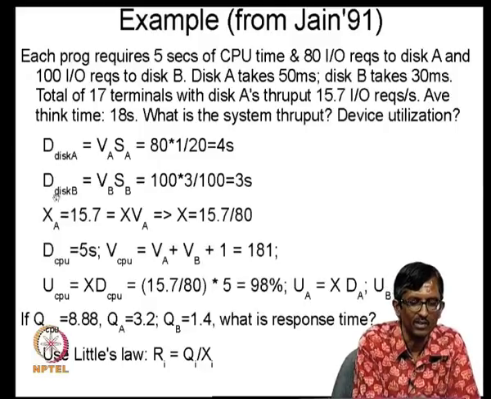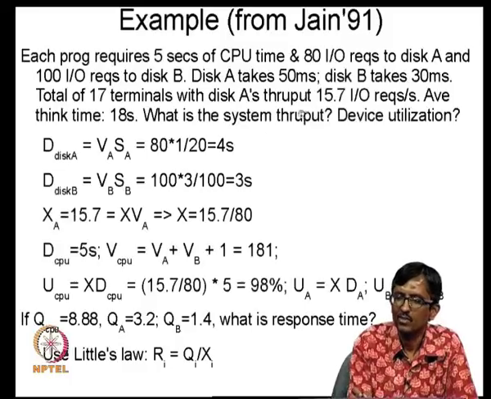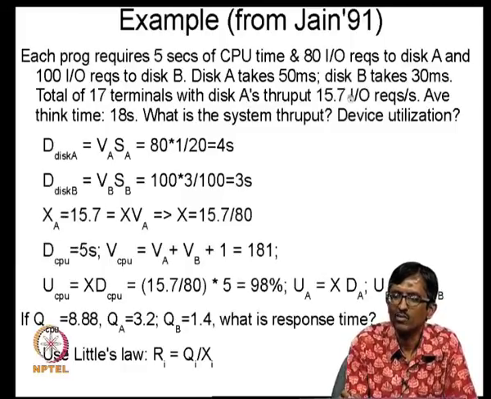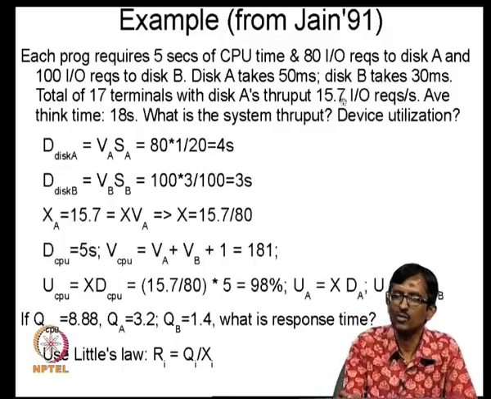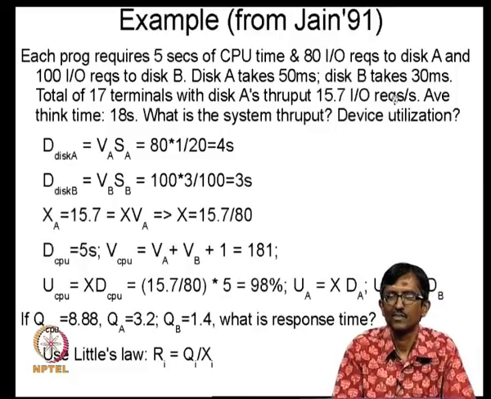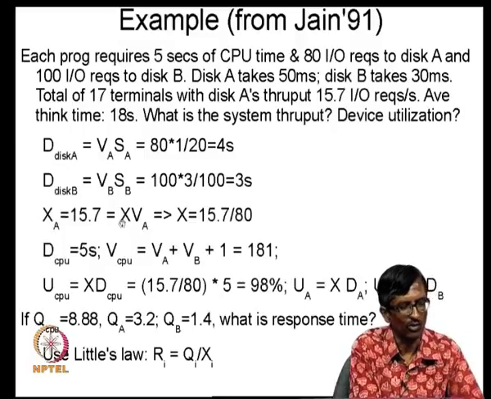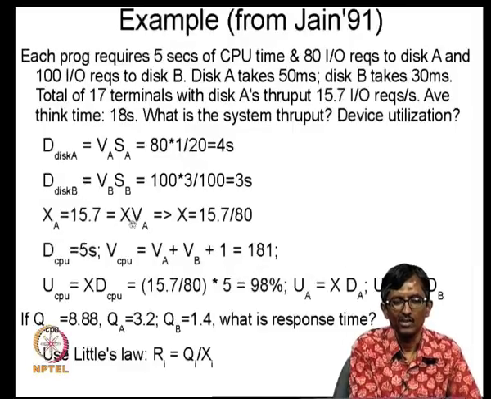Similarly, the total demand for disk B is going to be the number of times you visit the disk multiplied by the service time required at disk B. Now, it is 30 milliseconds, so 3 by 100 times 100, that is 3 seconds. Now, you already know that disk A throughput has been given as 15.7 IO requests per second. Somebody has observed that it is doing 15.7 IO requests per second. So, that is the throughput X_A, and because of the forced flow law, you say X_i equals X into V_i. So, X_A equals X times V_A.